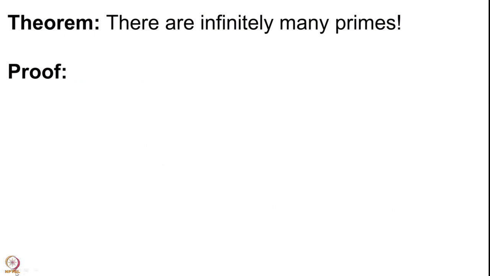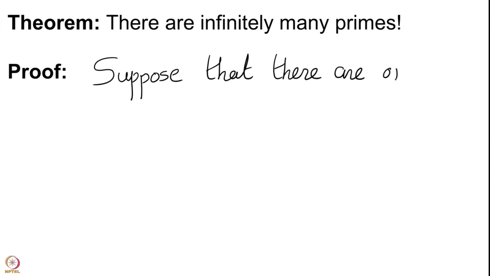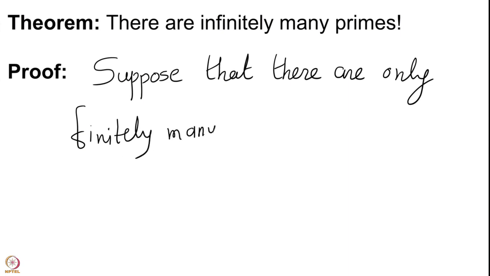So I want to prove this, and we assume that this is not true. So suppose that there are only finitely many primes. So we assume that the result that we want to prove is not true. So suppose there are only finitely many primes, so we can write them; we assume that there are only k primes. K can be a very big number, it does not matter, but there are still only finitely many primes, that is our assumption.